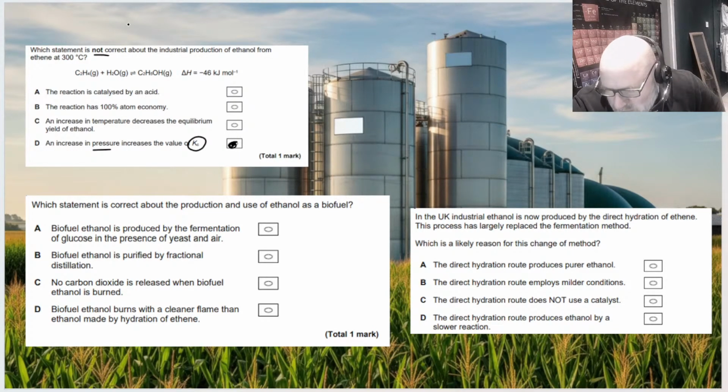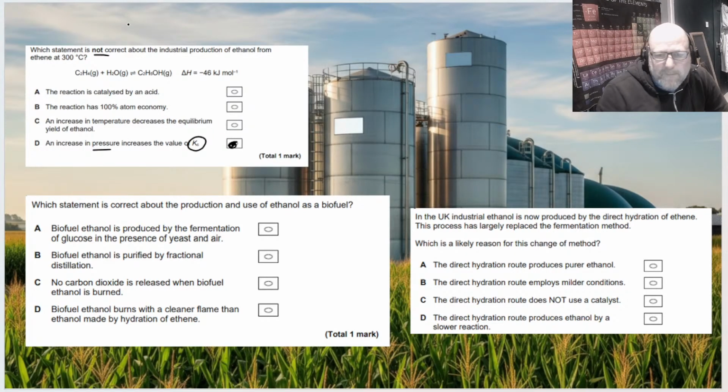Right, question 2. Got the first people. Oh, some people said B. James going A. Brass boy B.